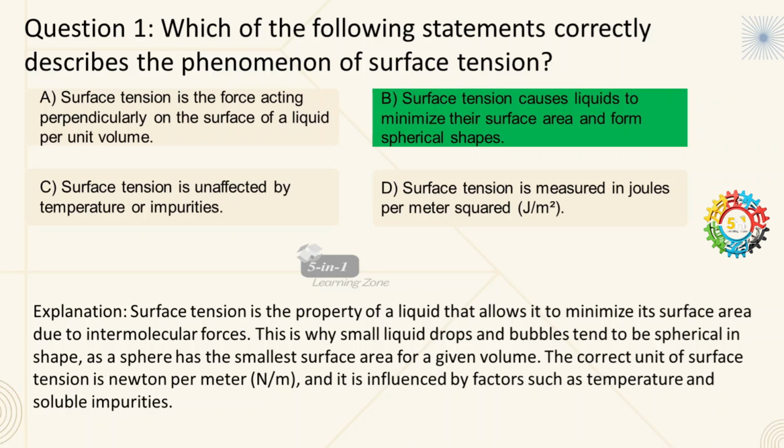The correct unit of surface tension is Newton per meter (N/m), and it is influenced by factors such as temperature and soluble impurities.